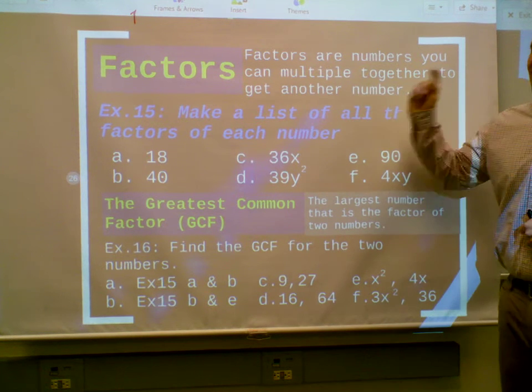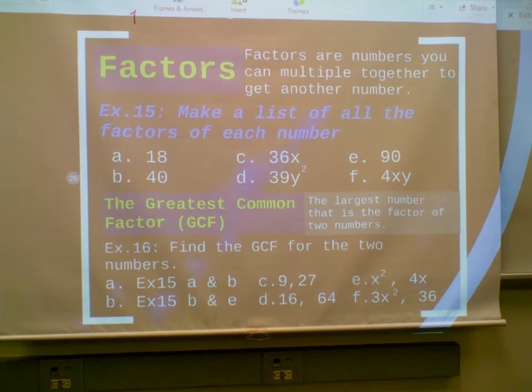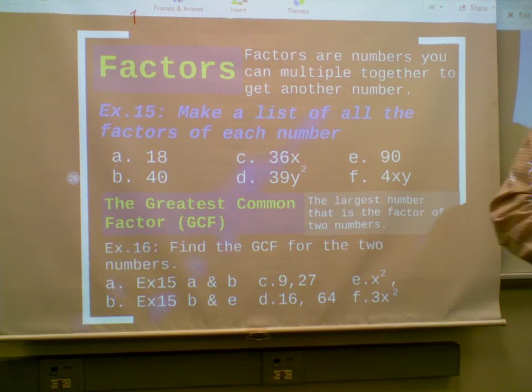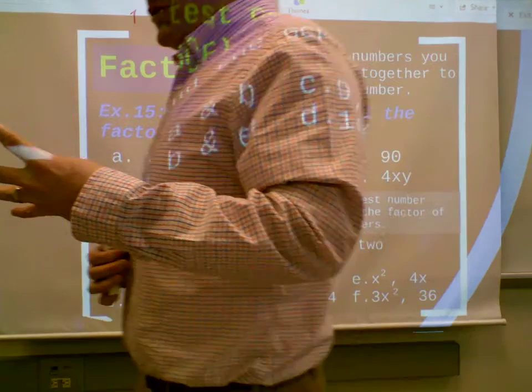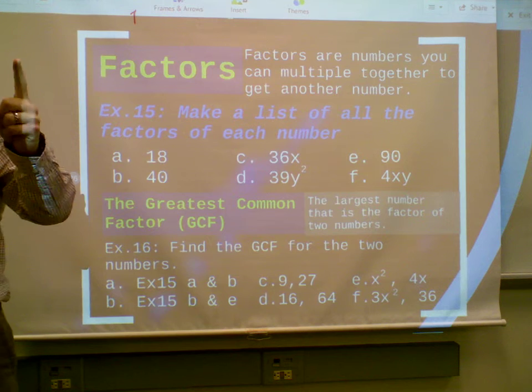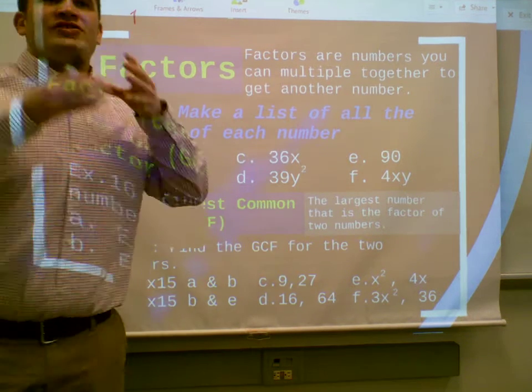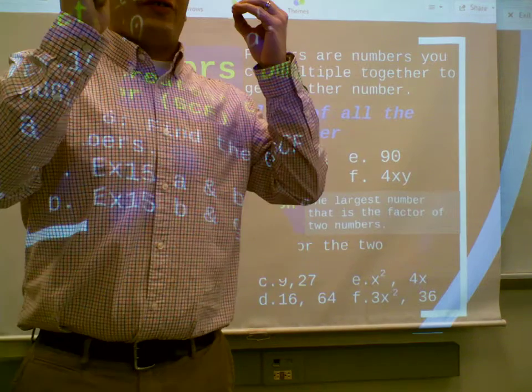All right, so a factor. Factors are numbers you can multiply together to get another number. Okay, so let's talk about the number 4. What are the factors of 4? 2, 1, and 4, right? Because 1 times 4 makes 4, and 2 times 2 makes 4. So those are the factors of 4.